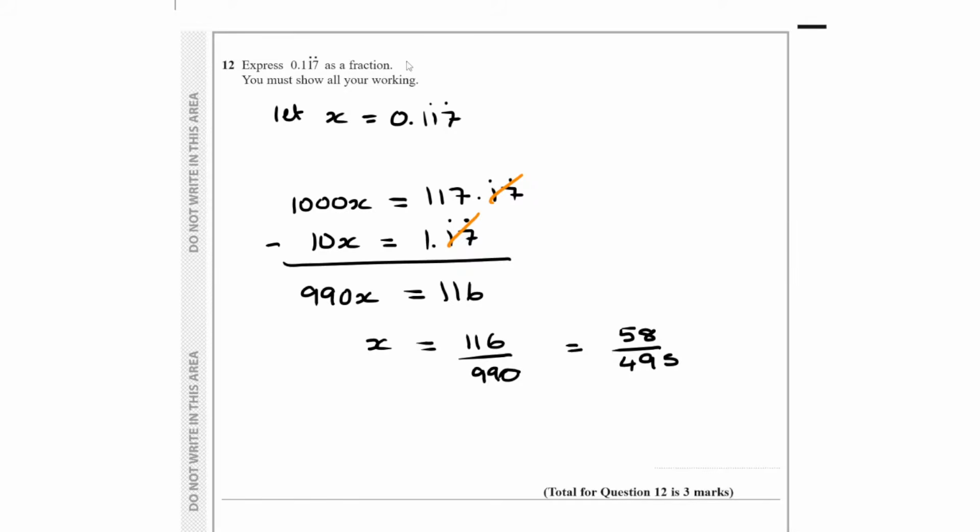If they give you an answer that you have to match, then you might simplify to get to that matching answer. But in this case, technically, they'll accept 116 over 990, or they'll also accept 58 over 495. Any equivalent is fine. Yeah, this one's quite a nice one if you know exactly what to do.